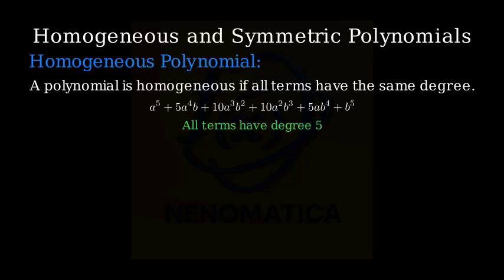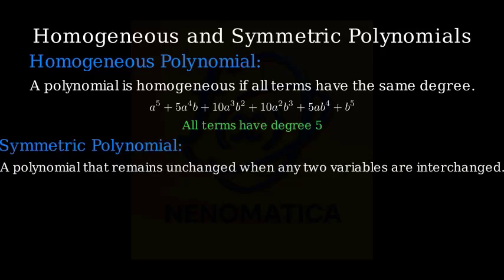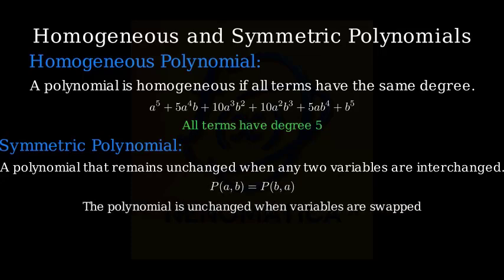Now, let's learn about symmetric polynomials. A polynomial is symmetric if exchanging any two variables does not change the polynomial. In other words, if we have a polynomial p of a and b, then p of a and b equals p of b and a. This means the polynomial remains the same when we swap the variables.